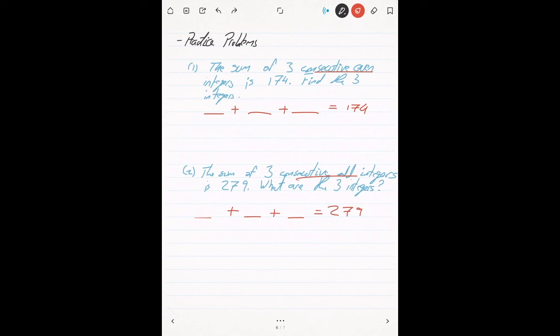All right, hopefully you did some examples of this and you're able to see the relationship here between consecutive evens and consecutive odds. What I'm going to do is draw a little number line.